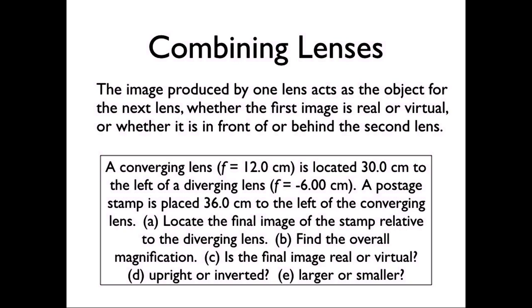This problem reads that a converging lens with a focal length of 12 centimeters is located 30 centimeters to the left of a diverging lens with a focal length of 6 centimeters. A postage stamp is placed 36 centimeters to the left of this converging lens. So where is the final image of the stamp? What is its overall magnification? Is the final image real or virtual, upright or inverted, larger or smaller?